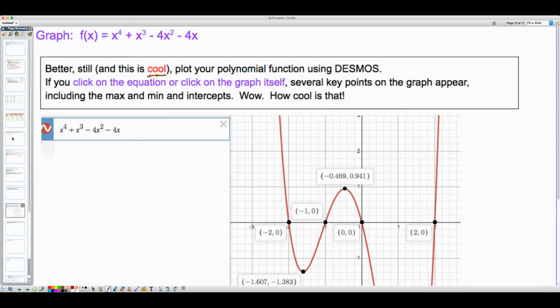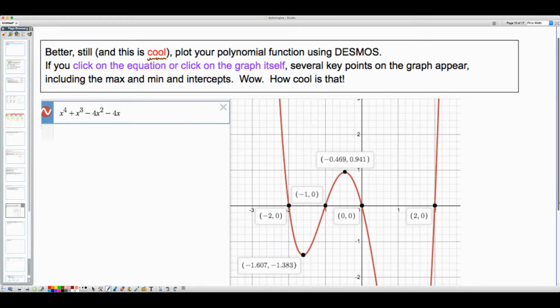But better still, and this is way cool, this is with Desmos, you plug it into the Desmos calculator and you click on the graph itself and it will show these points. Now, I've also clicked on the points individually so that they would stay lit up and you could see them. These ones down at the bottom here are the zeros, or the roots. And these other ones are the relative maximum and relative minimum. And there's two minimums, there's one down at the bottom.